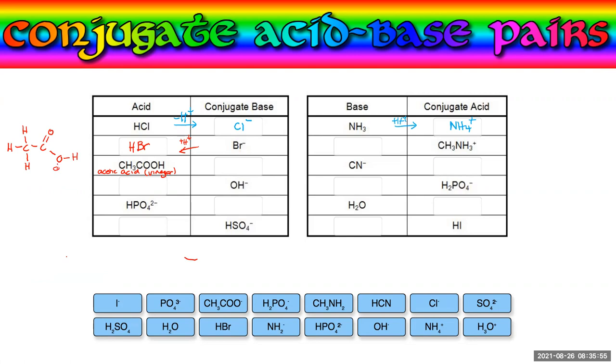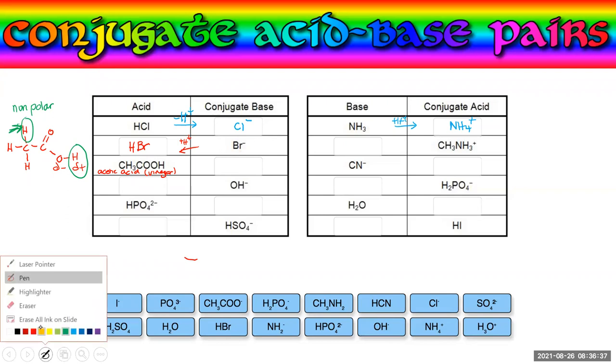Remember we talked before about the delta minus, delta plus, the partial charges. That is what actually allows this hydrogen to be lost, because the carbon to hydrogen bond is not polar at all. So these bonds are non-polar. Carbon and hydrogen are pretty equal in their ability to grab electrons. So there's no chance of that hydrogen being attracted to something else because it's held pretty strongly. However, this one is able to be donated.